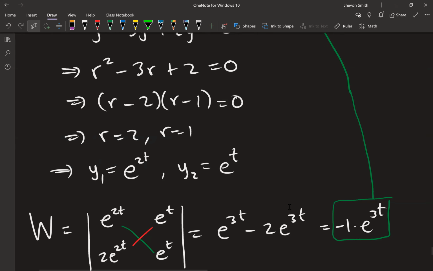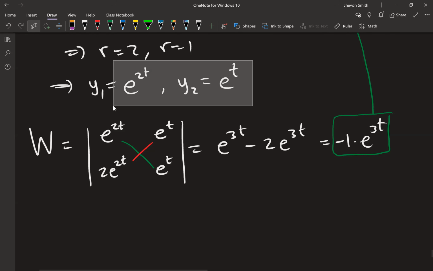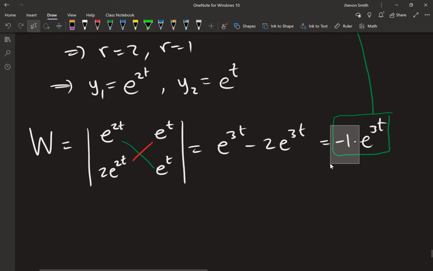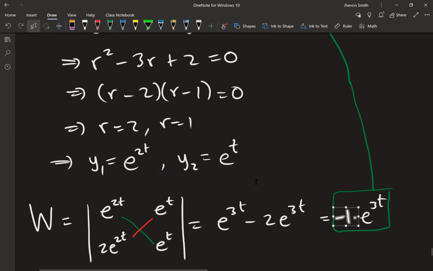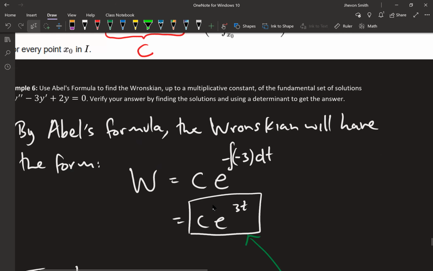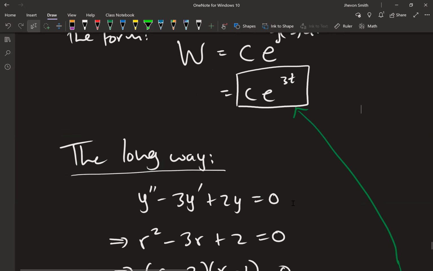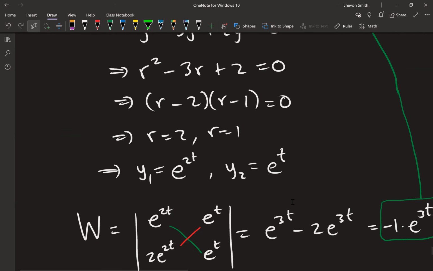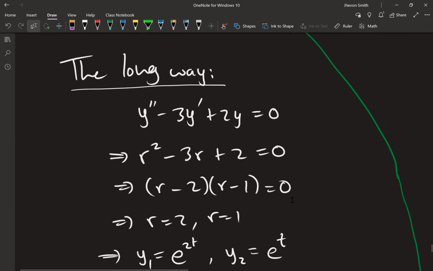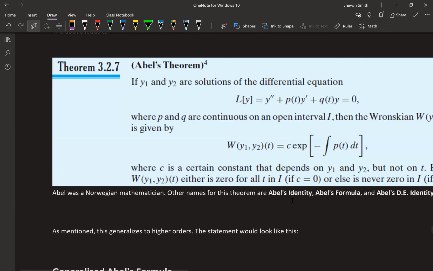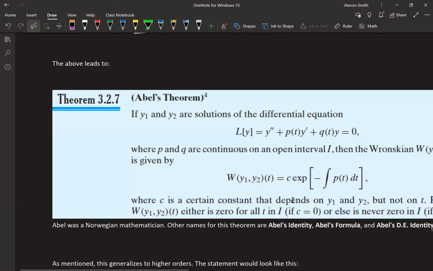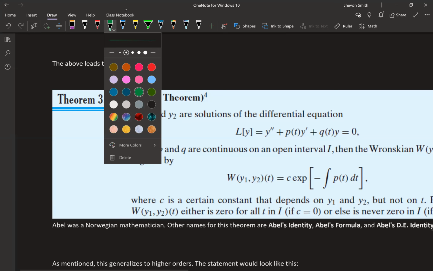Now, you would remember that we actually found the Wronskian of these two guys earlier. I did them in the other order, and I got a positive one here, but that just goes to show you that the constant here can be arbitrary depending on your perspective. It can be plus or minus, but one of the most important things is that it's non-zero if we want a fundamental set of solutions. And that is the Wronskian. So that is Abel's theorem. Very important. This you definitely need to know.